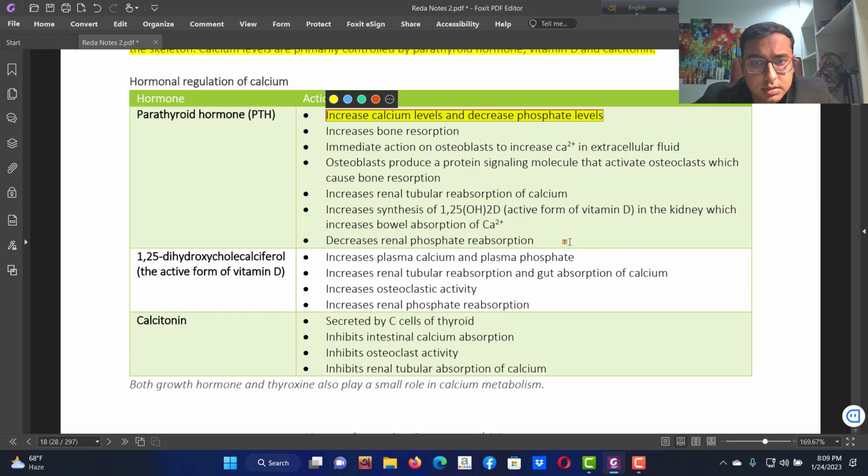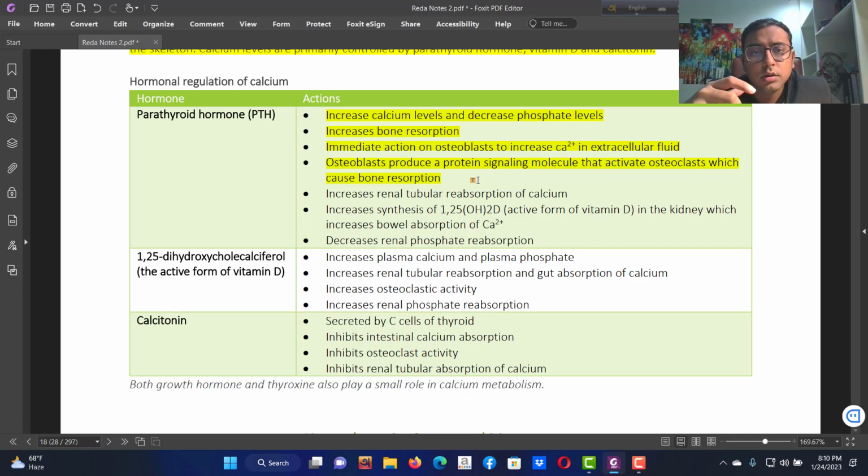This is very important. It increases bone resorption, with immediate action of osteoblasts to increase calcium in the extracellular fluid. Osteoblasts are bone forming cells. Parathyroid hormone acts on them to increase calcium in the extracellular fluid. And osteoblasts produce protein signal molecules that activate osteoclasts, which causes bone resorption.